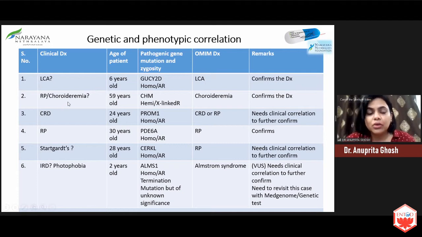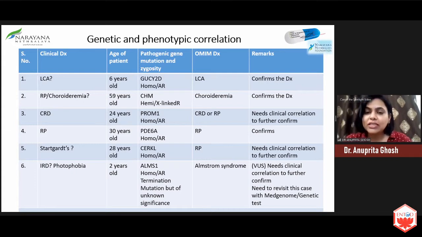Then the second case, of whether it is RP or choroideremia, again, the CHM gene mutation confirmed, but it didn't stop here. The GenAI clinic helped them also with the carrier testing for the daughter, and she is also a heterozygous carrier of that. The other take home is, if you look at cases 5 and 6, the clinical diagnosis was Stargardt's, but the mutation that was picked up was in a gene called CERKL, and the mutation is a deletion mutation. It is quite a detrimental one, homozygous, and it is known to cause retinitis pigmentosa.